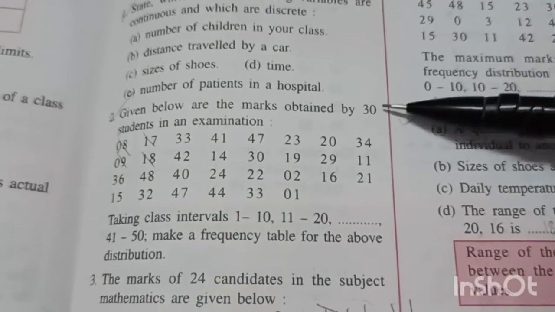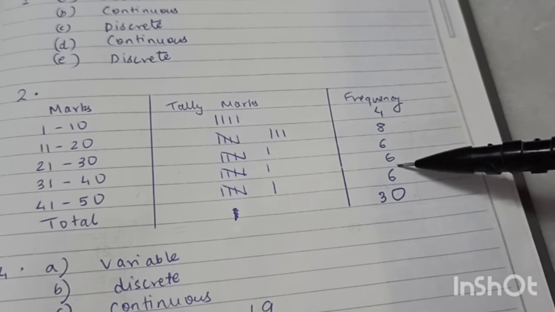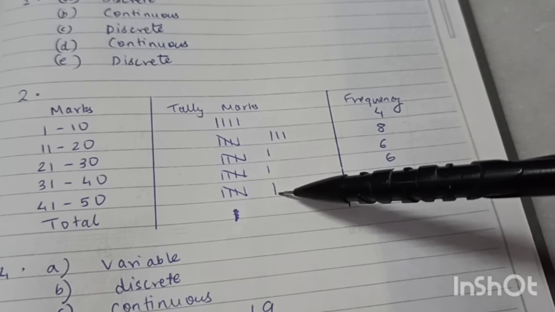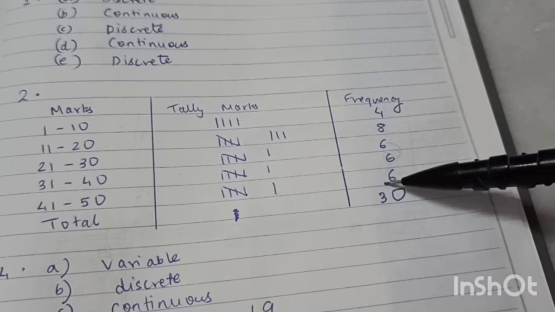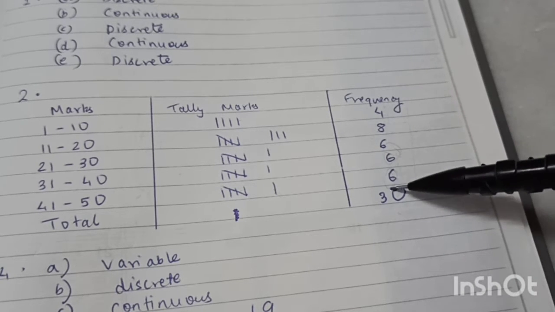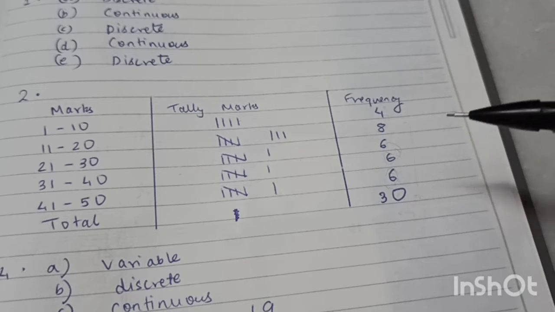So make sure you always check the total. But just getting the right total is not a guarantee that your frequencies are correct. You may have accidentally put one tally mark here instead of here. You may have put it here, so it will become 7 out here and 5 here. Still your total will be correct, but when we check the frequencies, it's wrong, and you would lose a lot of marks. So be very careful about these tally marks.